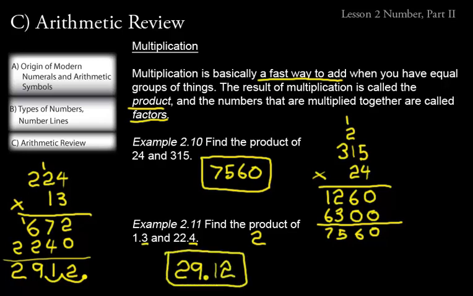29.12. So what did we do there different than problem 10? Well, we counted our places to the right of the decimal point, added those up for both numbers. We had 2 total, and then we just did our multiplication without any decimal points in it, got the answer, then put the decimal place back in.